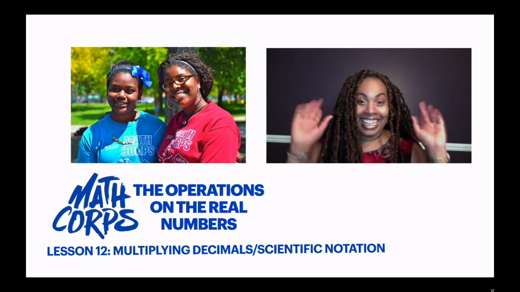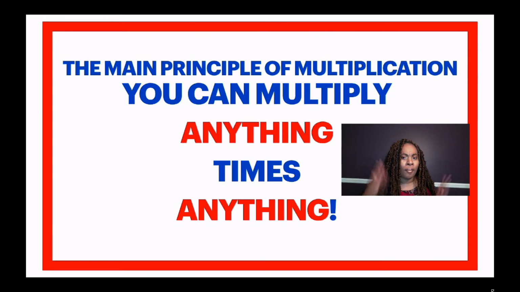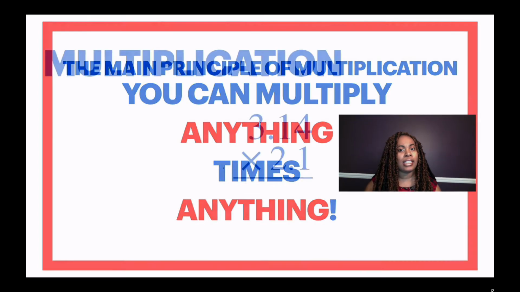Okay, guys, let's go! Now, for the last couple days, we've been talking about the main principle of multiplication, and it states that you can multiply anything times anything. And I always say that is great news because this is way simpler than our addition when we had to get a common denominator, and subtraction. Because again, you're multiplying anything times anything. So for example, with fractions, we just multiply straight across. It was so easy, right? So let's see how it relates to decimals.